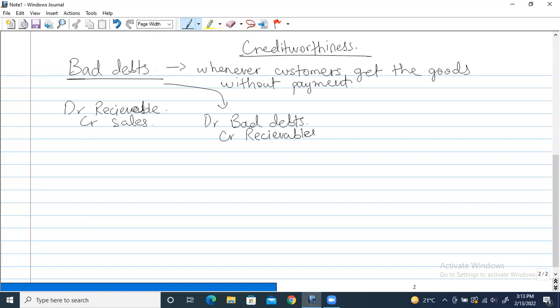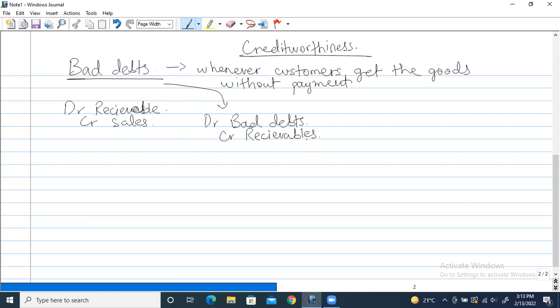So why am I crediting receivables? Because I'm finishing the receivable. It has become a bad debt now, so it's no longer my receivable. I cannot expect the customer to pay me the money now. So that's why debit bad debts and credit receivable.